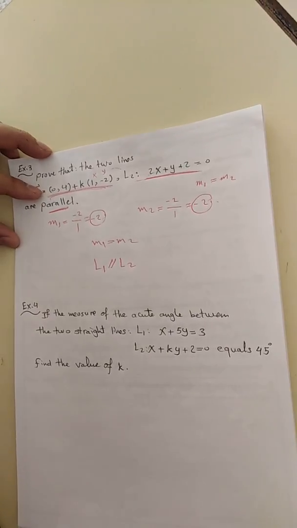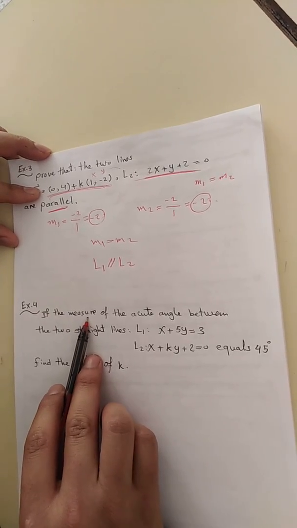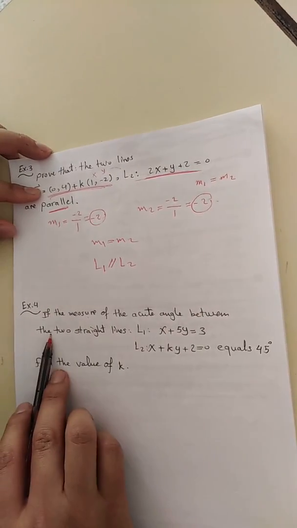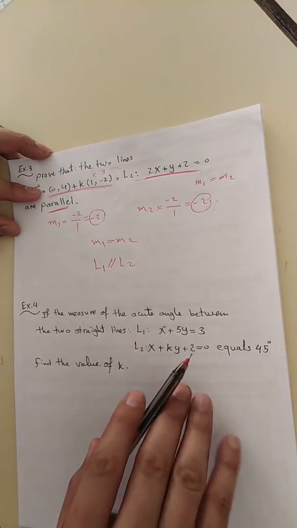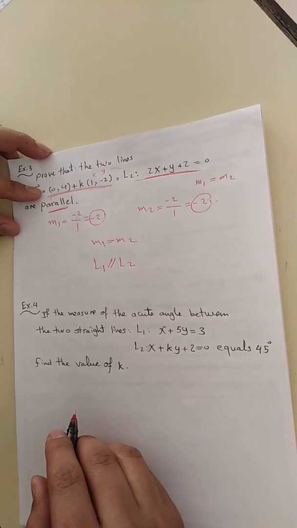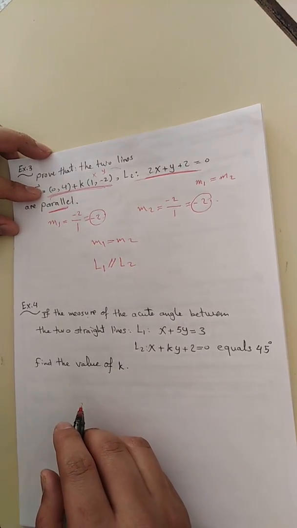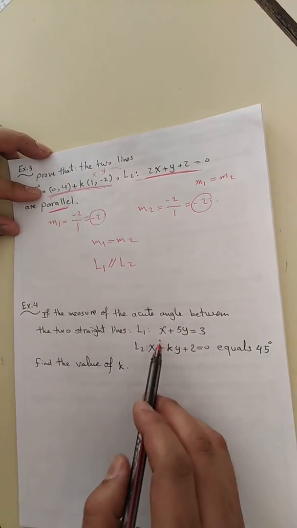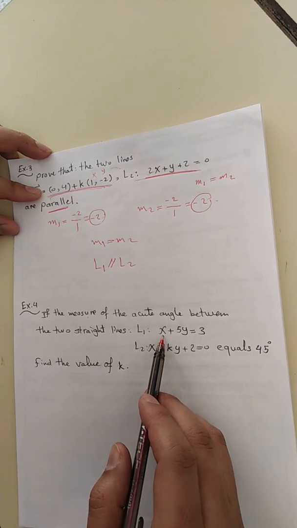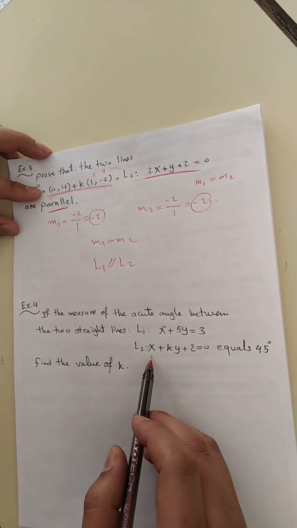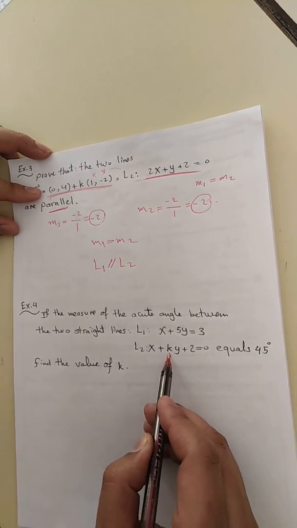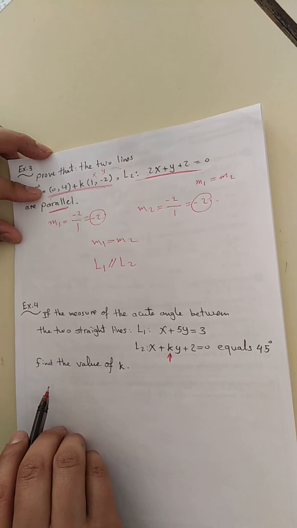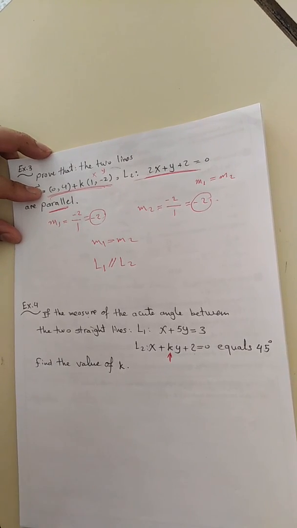Another idea, example 4. If the measure of the acute angle between the two straight lines L1 and L2 equals 45, hence he gives us the measure of the angle between the two straight lines. The first one is x plus 5y equals 3, and the second is x plus ky plus 2 equals 0. Note that the coefficient of y is k. Find the value of k. Okay, let's write the rule.